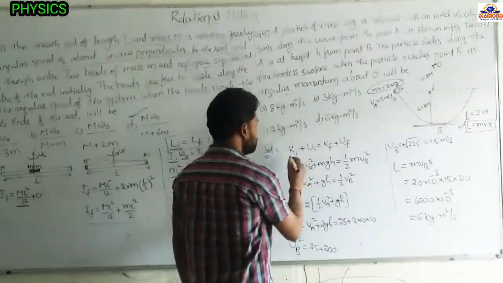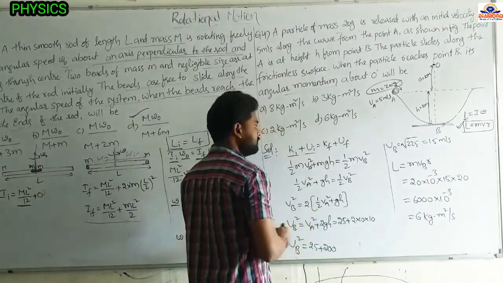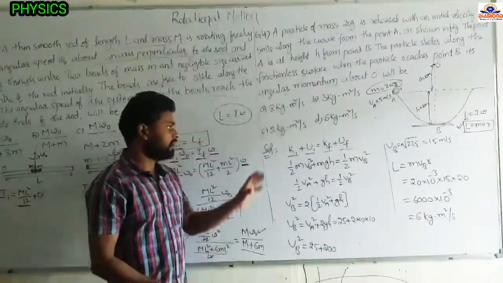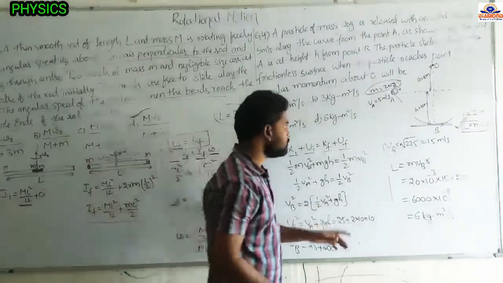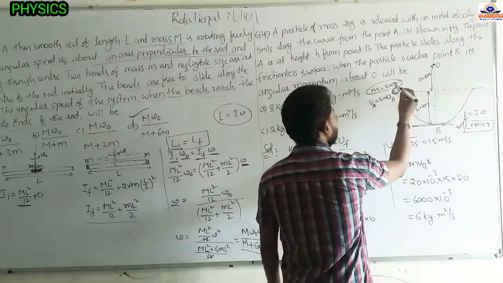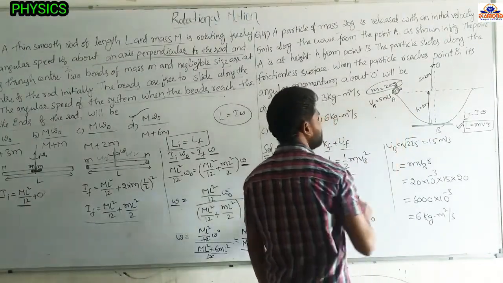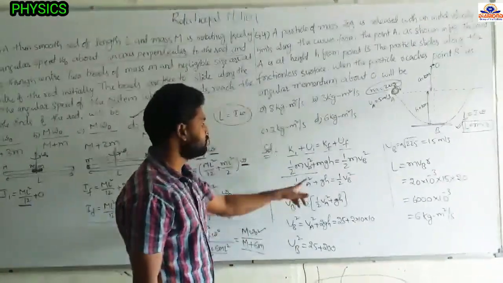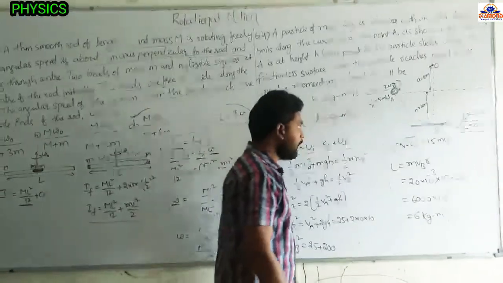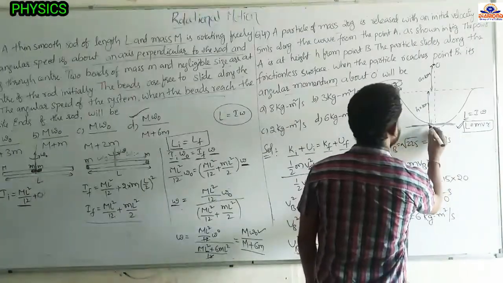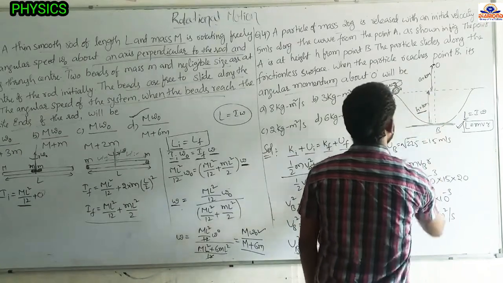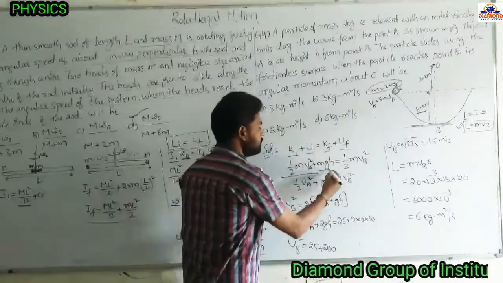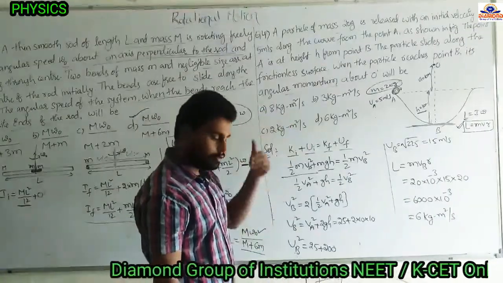So initial kinetic energy plus initial potential energy equals final kinetic energy plus final potential energy. We know this already. Initially the particle is at A, moving with velocity 5 meter per second, so it has kinetic energy. So initial kinetic energy is half m va square, plus, taking the reference as B, A is at height h equal to 10 meter, so it has potential energy also, mgh. That means initially it has kinetic energy and potential energy.